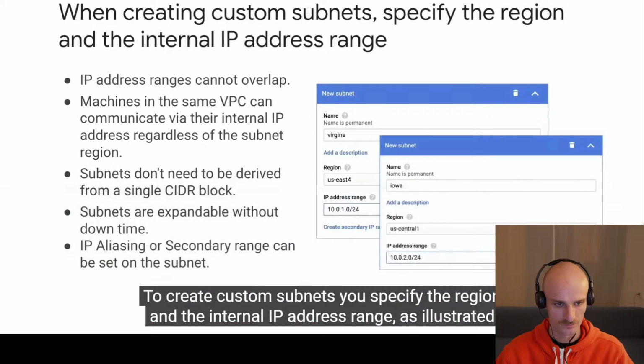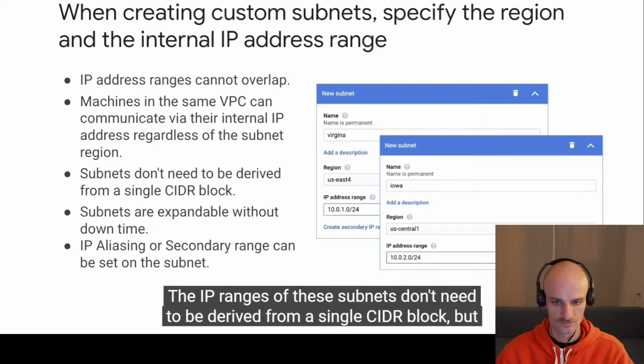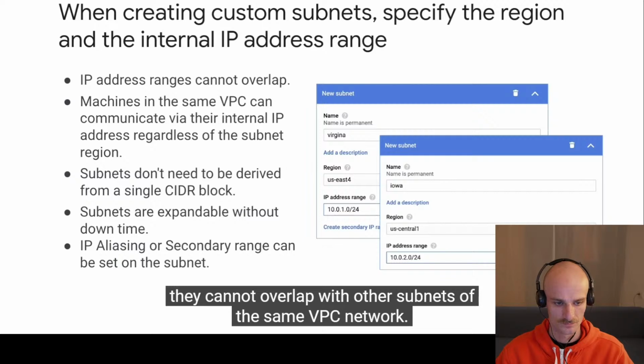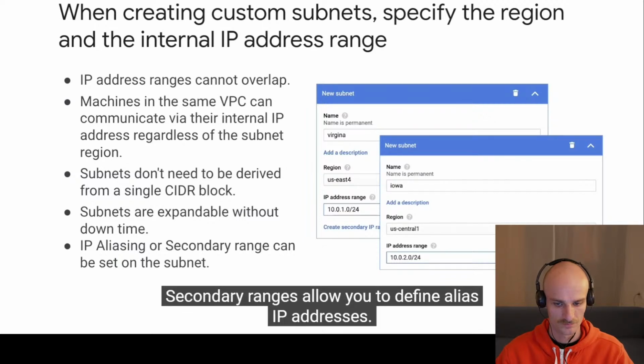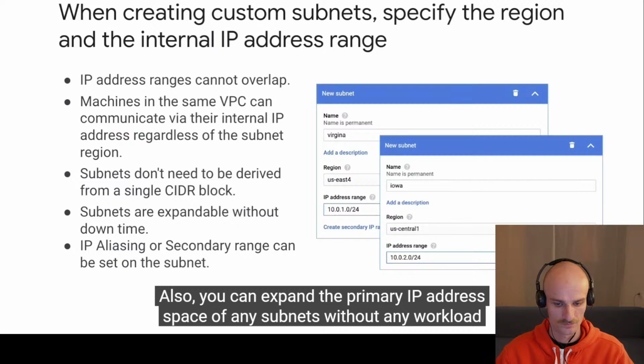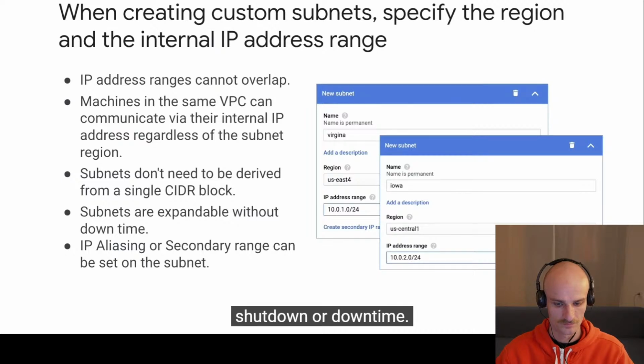To create custom subnets, you specify the region and the internal IP address range as illustrated in the screenshots on the right. The IP ranges of the subnets don't need to be derived from a single CIDR block, but they cannot overlap with other subnets of the same VPC network. This applies to primary and secondary ranges. Secondary ranges allow you to define alias IP addresses. Also, you can expand the primary IP address space of any subnets without any workload shutdown or downtime.